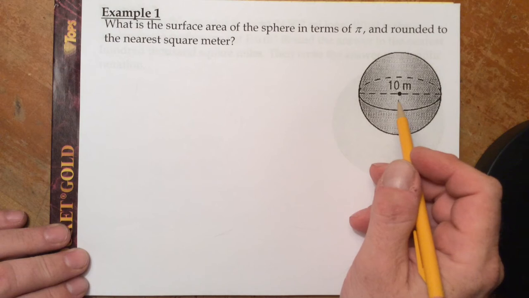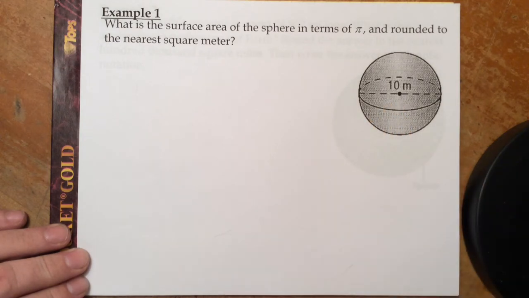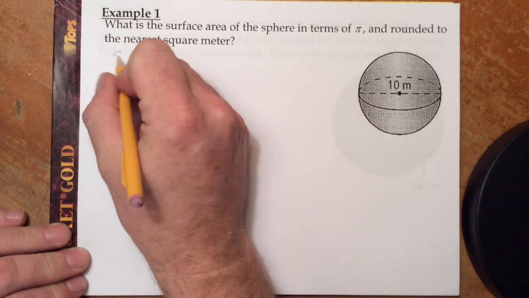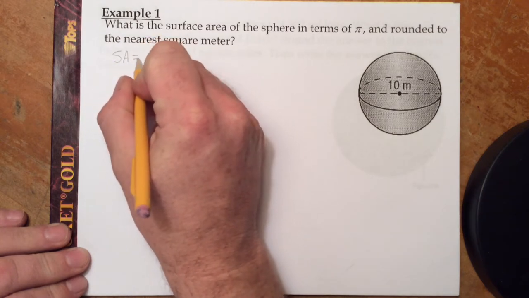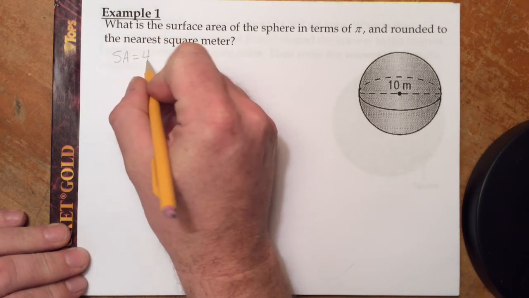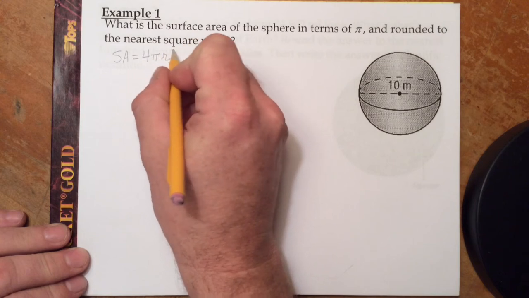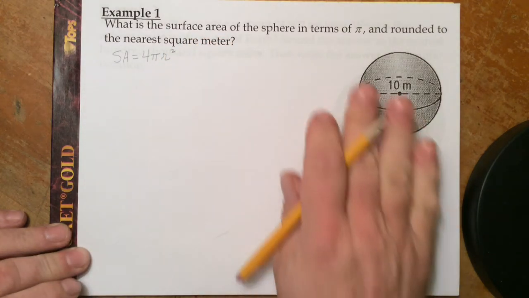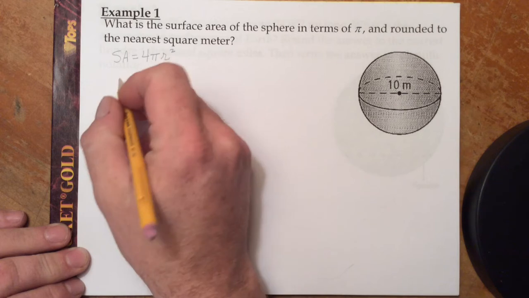In this sphere they're asking for surface area, and of course this sphere does not have lateral surface area because the whole thing, there are no sides to it. So surface area, SA, according to your notes, is 4 times pi times the radius squared. So everything that covers the sphere.